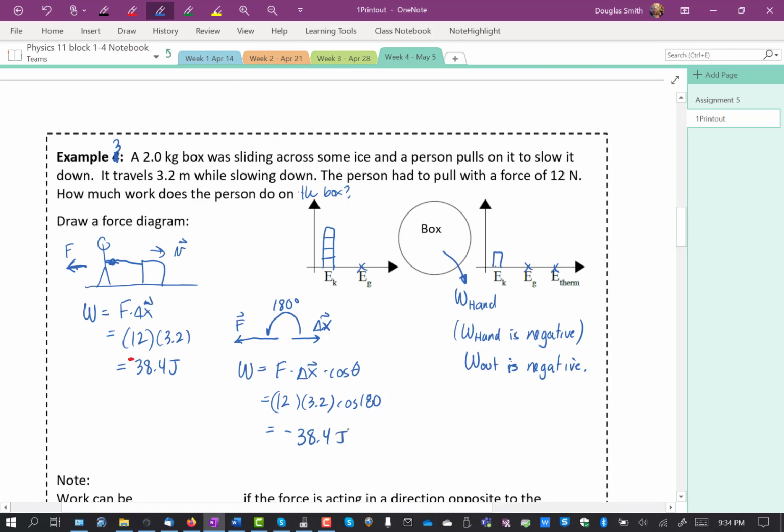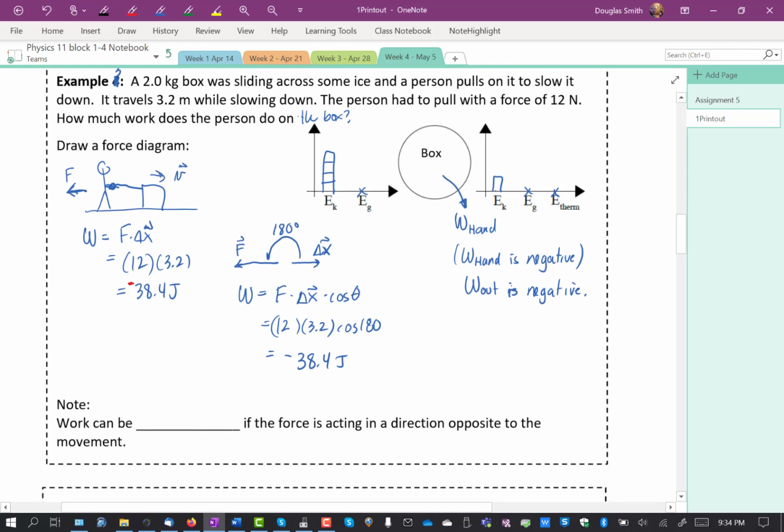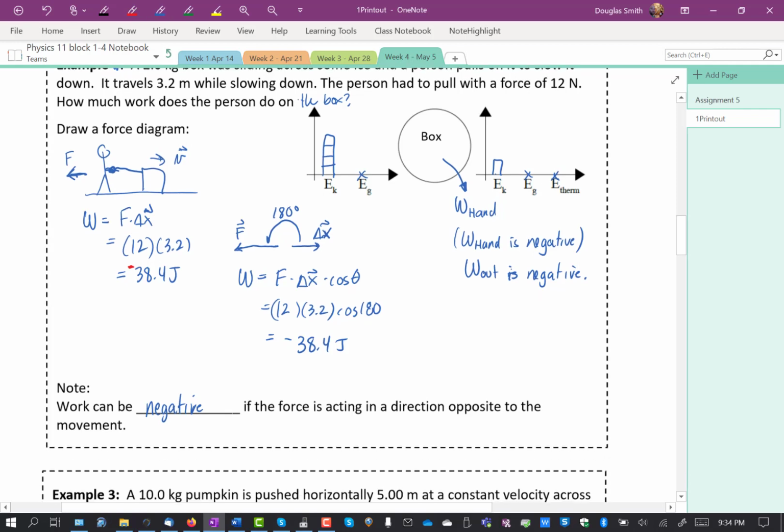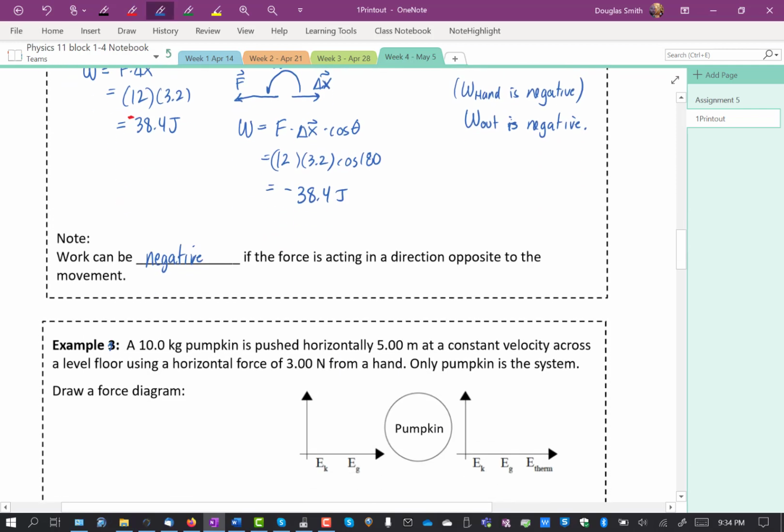So you can use your intuition, this idea that work's coming out of the system, so it's going to be negative. Or you could use the algebra to get the negative. So note, work can be negative if the force is acting in a direction opposite to the movement. Okay. Example 4.